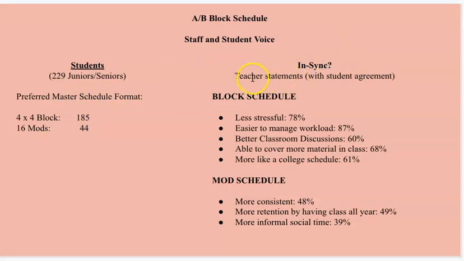Then I asked teachers their priorities in the block schedule, their priorities in the mod schedule. The ones that they identified as positive, I passed on to students, and I asked them if they agreed with their teachers. These 5 categories had the most degree of agreement between staff and students regarding the block schedule, and these 3 categories had the most level of agreement between staff and students regarding mods.